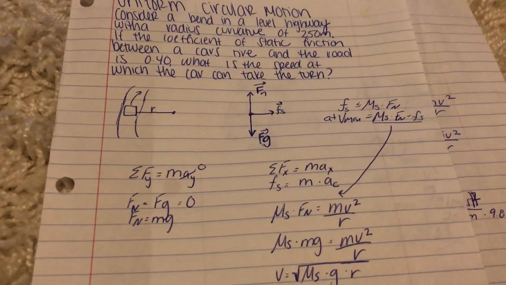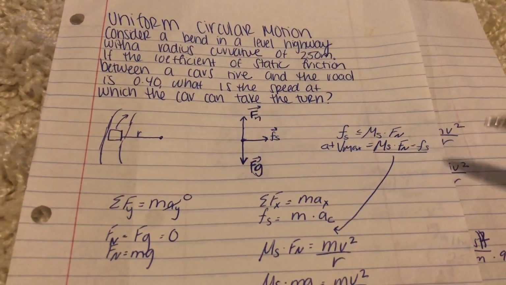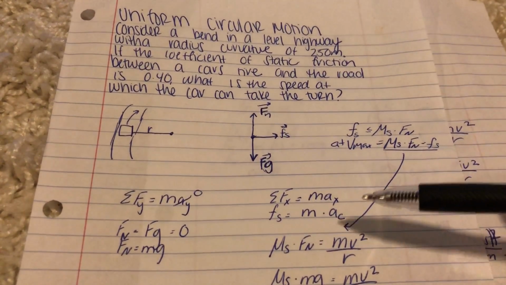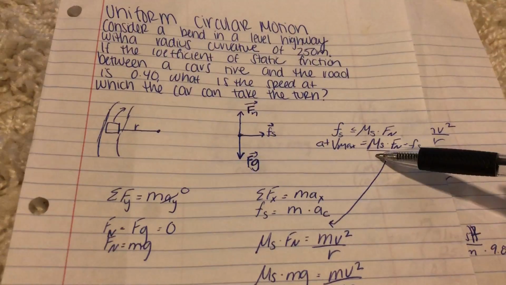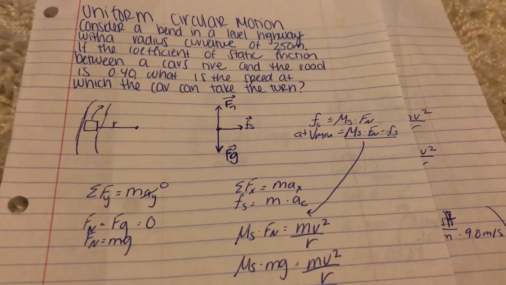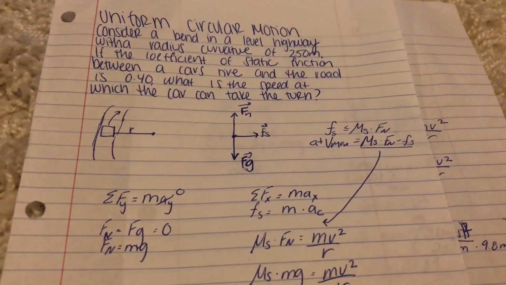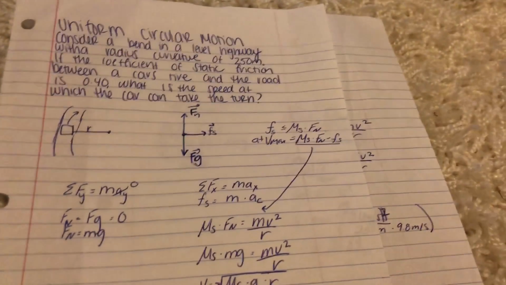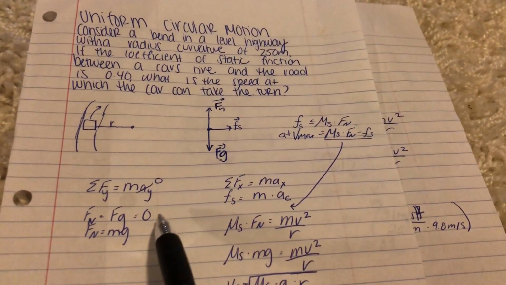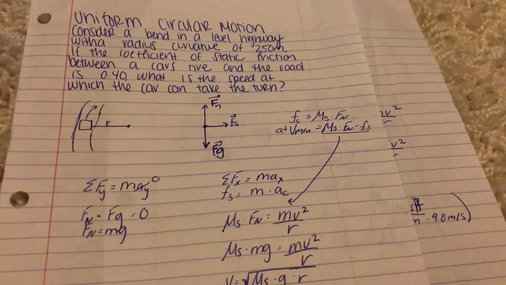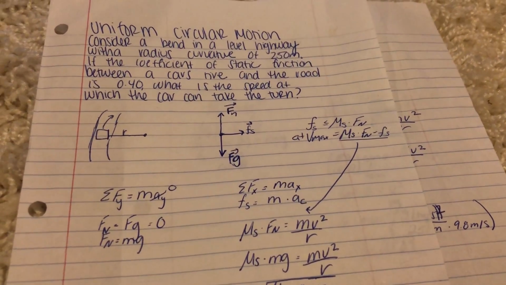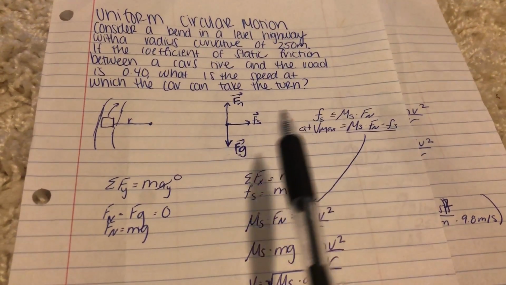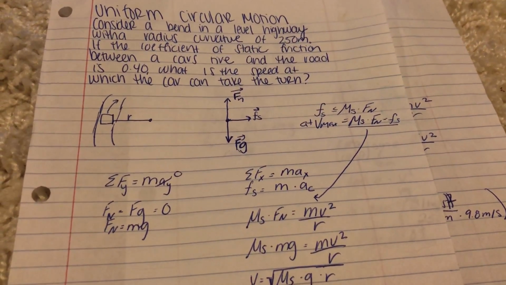The formulas that we would use would be the static friction formula, which is the coefficient of static friction times the normal force. We know that at the maximum, it's going to be the coefficient of static friction times the normal force, which is going to equal static friction. We know that the normal force equals mass times gravity. In the x component, the force equals mass times acceleration, and the force of static friction is going to equal the coefficient times the normal force.